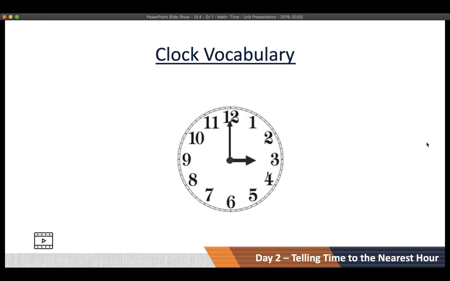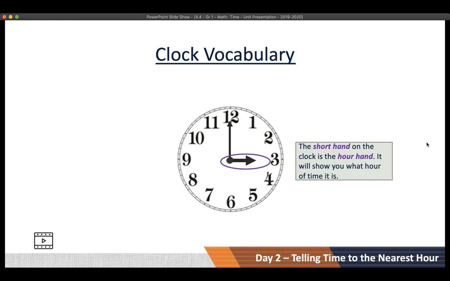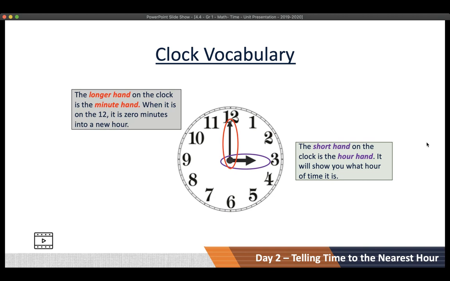Let's go over some clock vocabulary terms. The short hand on the clock is the hour hand. It will show you what hour of the time it is. The longer hand on the clock is the minute hand. When it is on the 12, it is 0 minutes into a new hour.